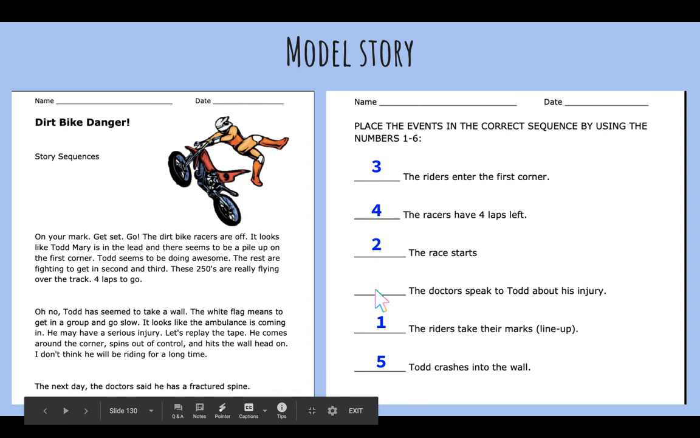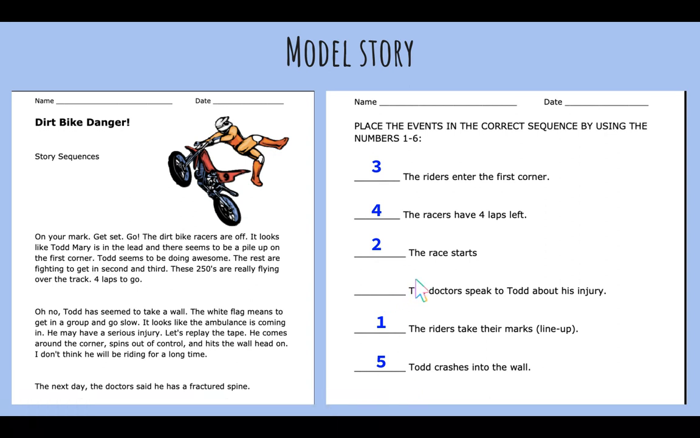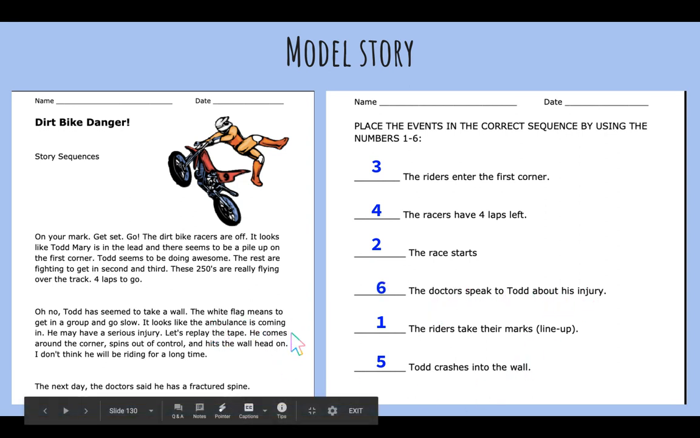And the very last thing that happens, and that makes sense, right, is the doctors speak to Todd about his injury. So after he crashes into the wall, the ambulance comes, and they check him out and things like that. And then the next day, he figures out that he has a fractured spine. So very short, very sweet, but see how we easily were able to put things that happened in the story in the correct sequence.